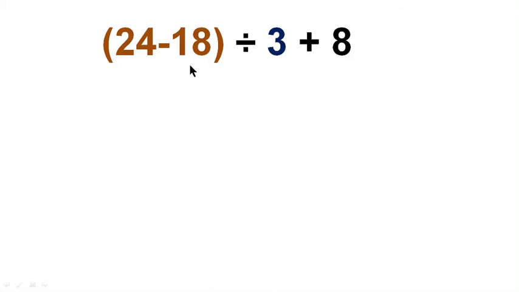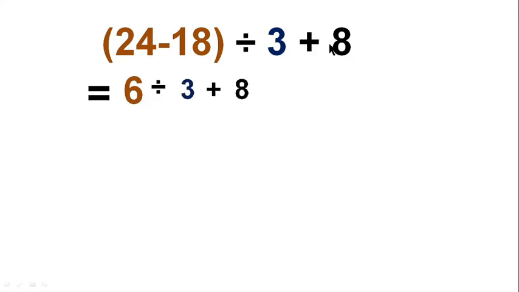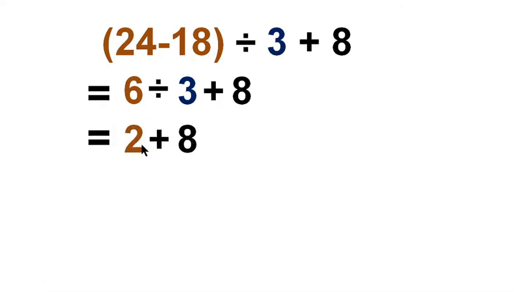Let's solve this simplification. At first, the first bracket, if we subtract, answer will be, or difference will be 6, and all these will be written here same. In both cases of division and addition, we must divide here first. If we divide, our quotient will be 2 and plus 8 will be written here same. If we add, our answer will be 10.